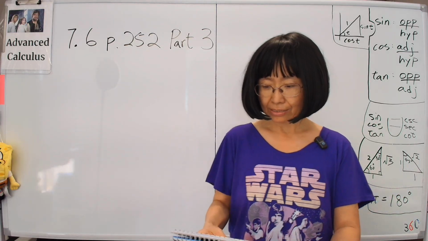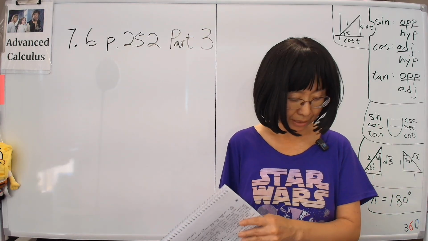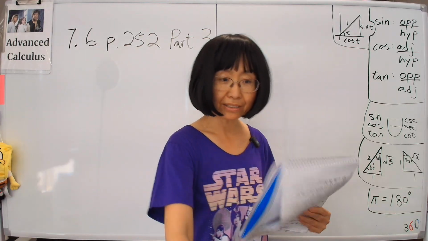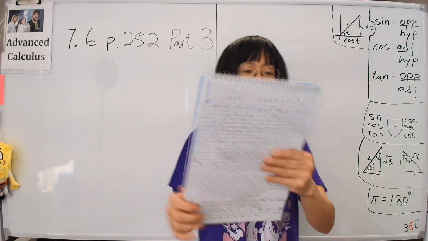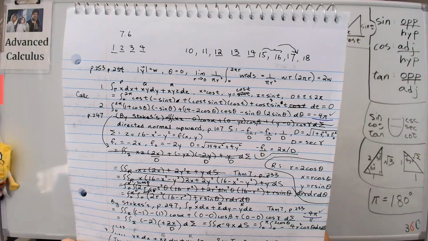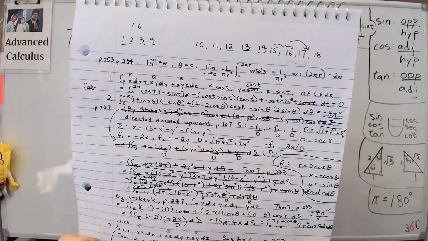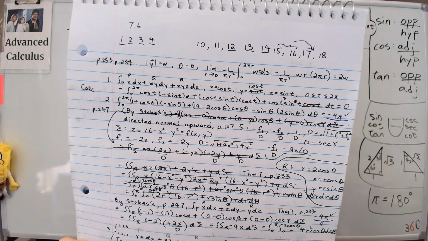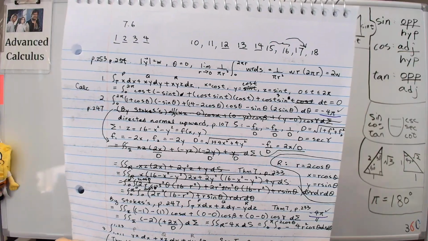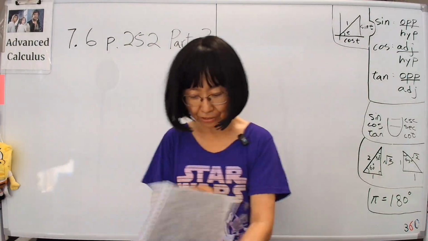All right. And so let's do homework. Let me first write it down. Okay, so for homework, on page 254, please do problems 1, 2, 3, 4, and then 10, 11, 12, 13, 14, 15, 16, 17, and 18. And when you're done, I want to talk about them.